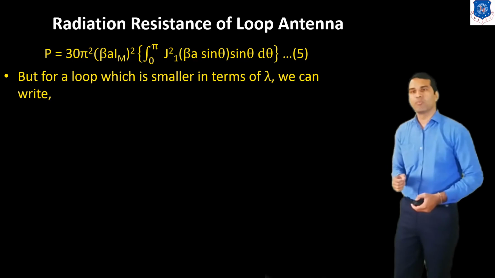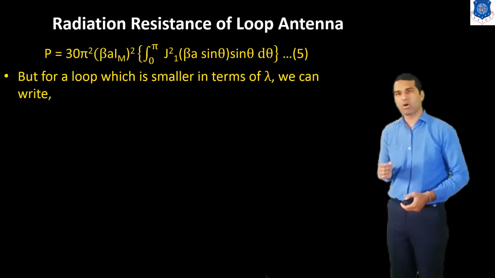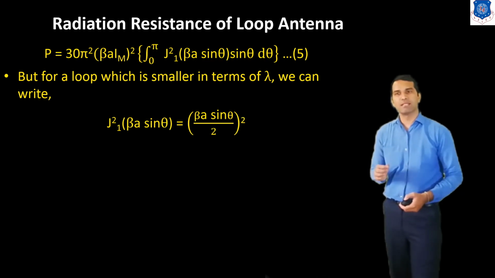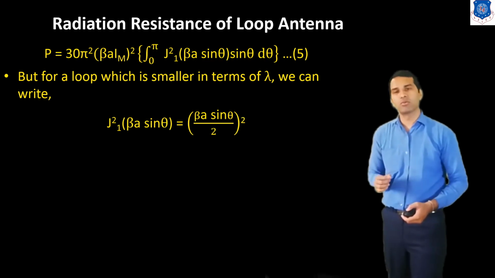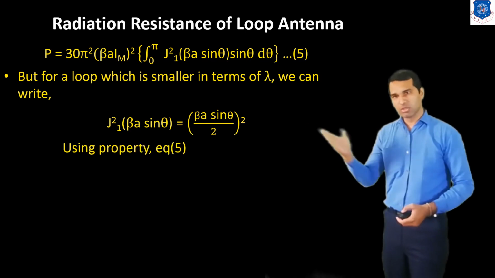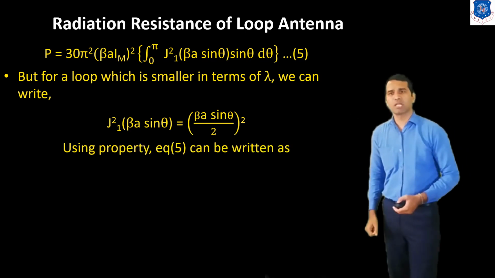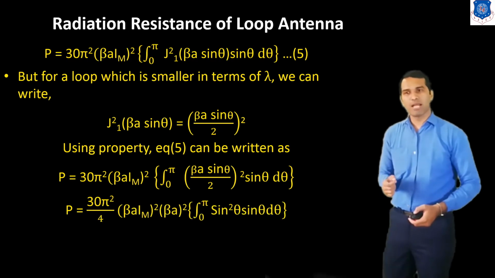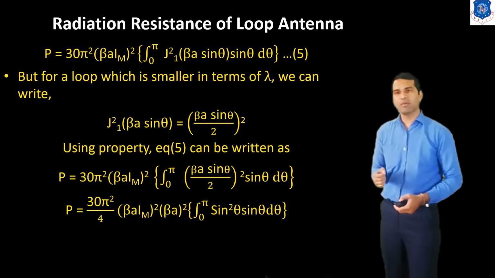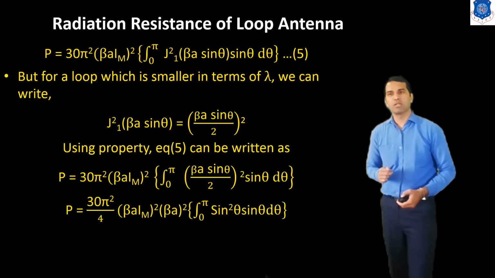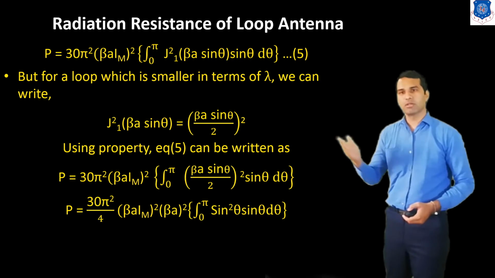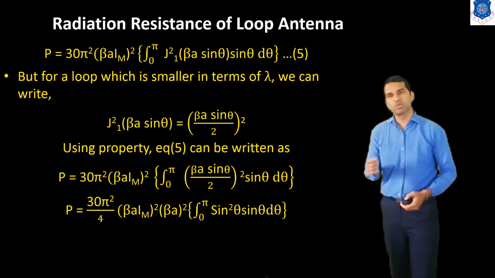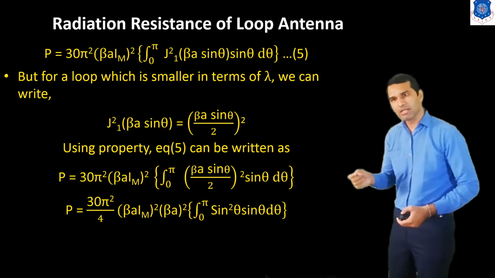But for the loop which is smaller in terms of the lambda, we can write J1(beta a sin theta) is equal to (beta a sin theta by 2) square. So using this property in equation number 5, we can write P is equal to 30 pi square beta a Im square, and the integration term becomes 0 to pi, and we have used this property, so we can write this equation as (beta a sin theta by 2) square into sin theta into d theta.